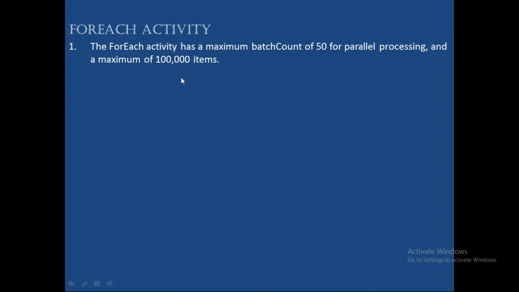The for each activity has a maximum batch count of 50 for parallel processing and a maximum of 1 lakh items. So 1 lakh tables you can copy by using the for each activity. Okay, next.